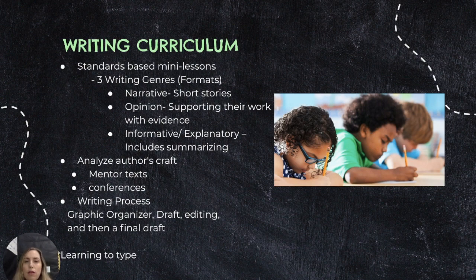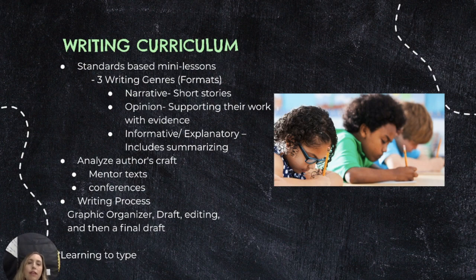Opinion writing, so they'll support their work with evidence from text and give their opinion about something. And informative or explanatory writing, which includes summaries from Achieve 3000. So they'll read informative articles on Achieve 3000 or in class, and then they'll summarize what the main idea or facts and details about the text are.